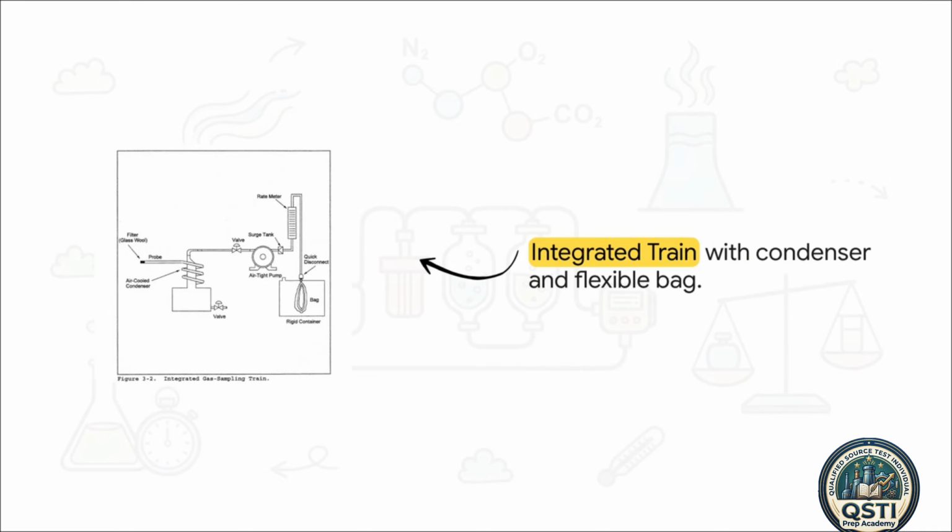Now compare that to the integrated gas sampling train, which we use for a sustained sampling method. Right after the probe, you're going to see an air-cooled or water-cooled condenser. This piece is absolutely critical because it pulls out excess moisture that would otherwise completely mess with your pump and your rate meter. From there, a leak-free diaphragm pump pushes the sample into a flexible bag, usually made of materials like Tedlar, Mylar, or aluminized Mylar.